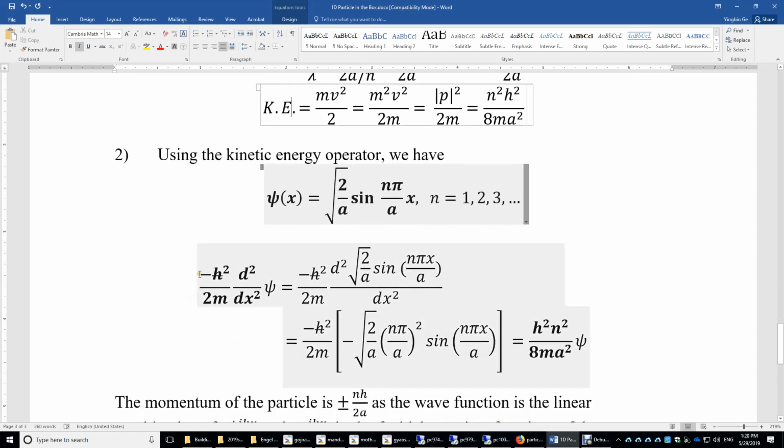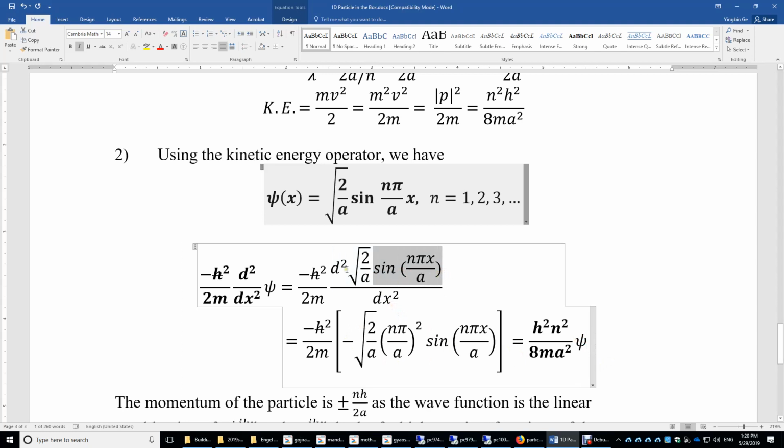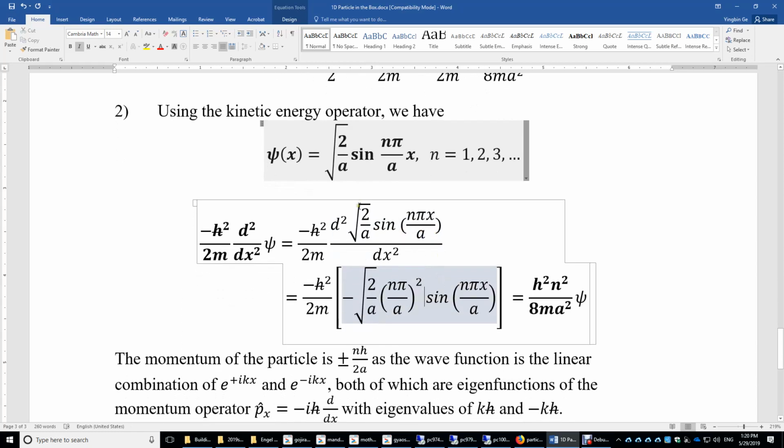So we're going to apply this kinetic energy operator here to the wave function. So you can see this square root of 2 over a will appear in the end as part of the wave function. So really we focus on the sine function, and how can we take the second derivative of a sine function? The second derivative of this function is negative n pi over a times n pi over a times this original sine function. So if we just evaluate the second derivative and multiply that by negative h bar squared over 2m, the result is n squared h squared over 8ma squared times the original wave function.